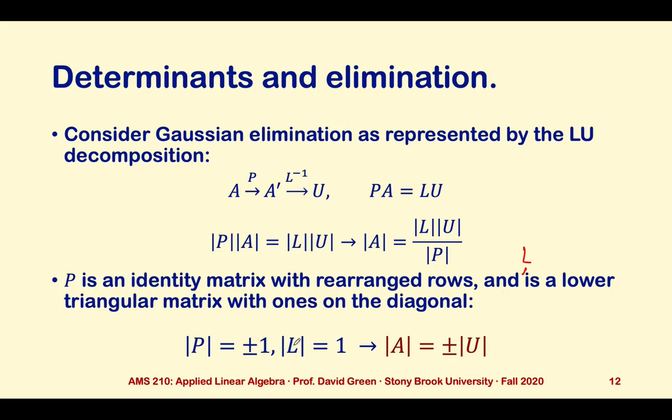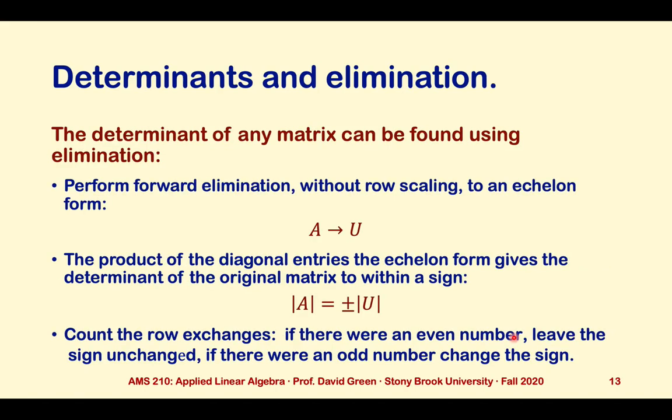If the determinant of L has to be 1 and the determinant of P has to be plus or minus 1, this expression simplifies down to the determinant of A is plus or minus the determinant of U. We can carry out elimination and compute the determinant of U. U is an upper triangular matrix whose determinant is also determined simply by the product of its diagonals. This gives us a general way to compute the determinant of any matrix using elimination.